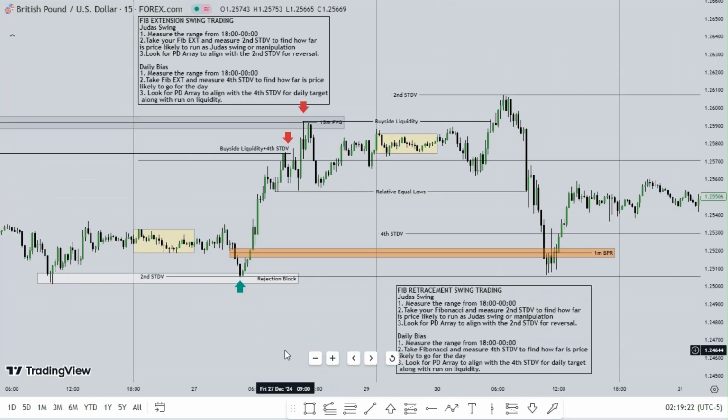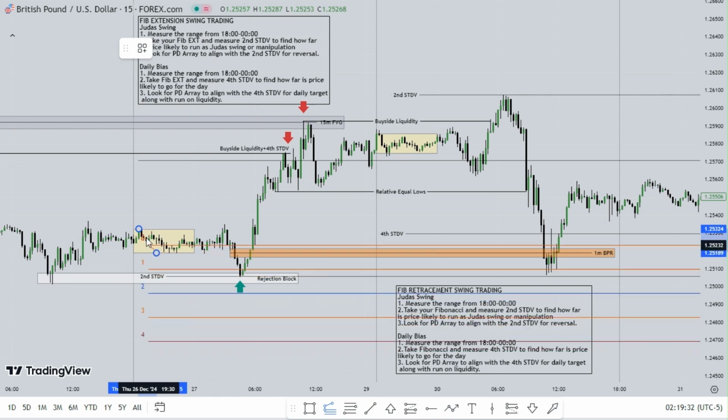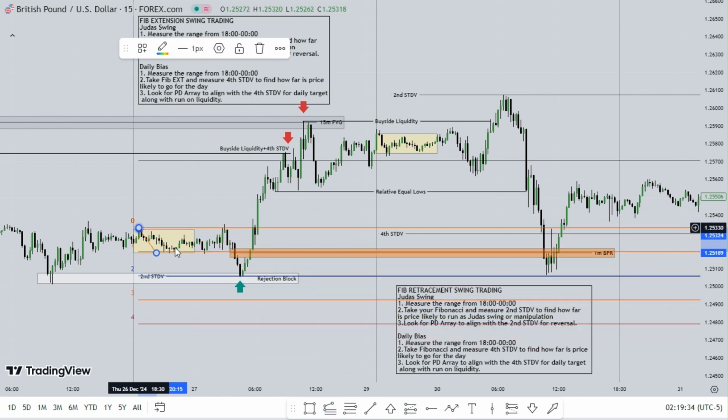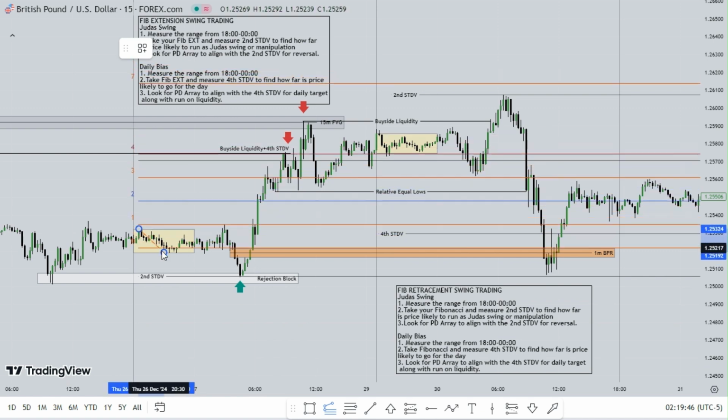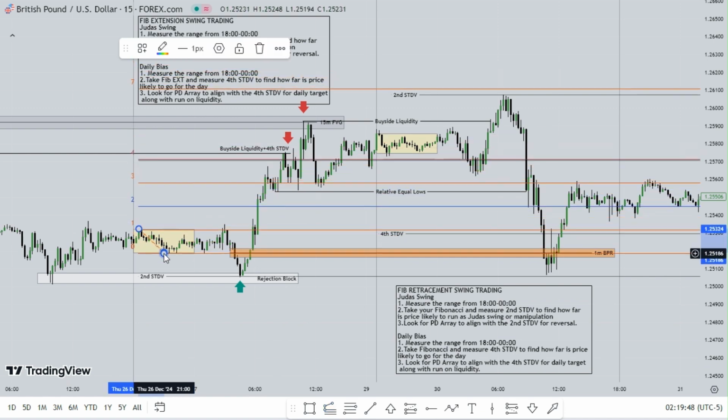Okay, guys. So now that we figured out how to use the retracement, which is this one, the fib extension, we measure from this to this and then back to this. It's going to lead us to our second standard deviation, which is the Judas swing. Do it again from the low to the high and back. That gives us the fourth standard deviation, which is the initial target for the day, the daily bias for swing trading.